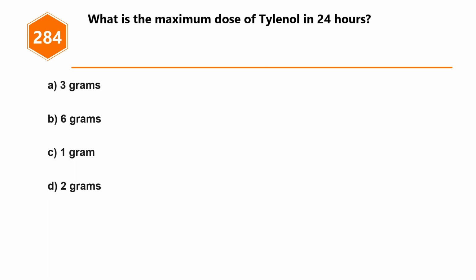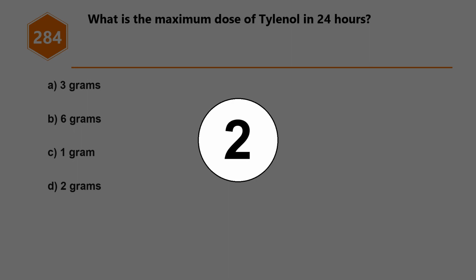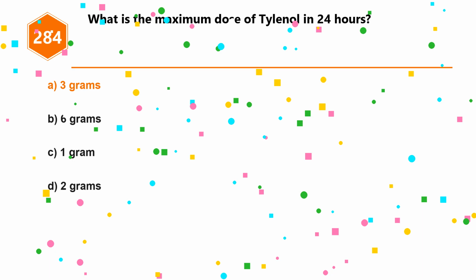Question 284. What is the maximum dose of Tylenol in 24 hours? Option A, 3 grams. Option B, 6 grams. Option C, 1 gram. Option D, 2 grams. The correct answer is option A, 3 grams.